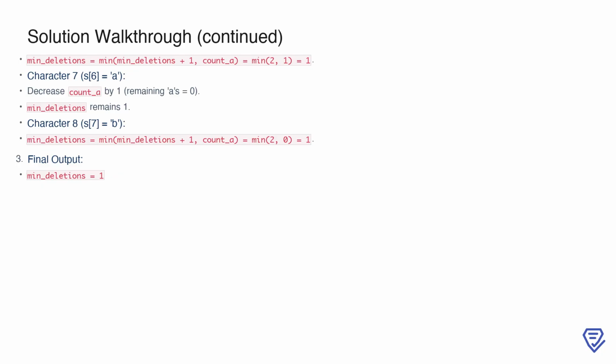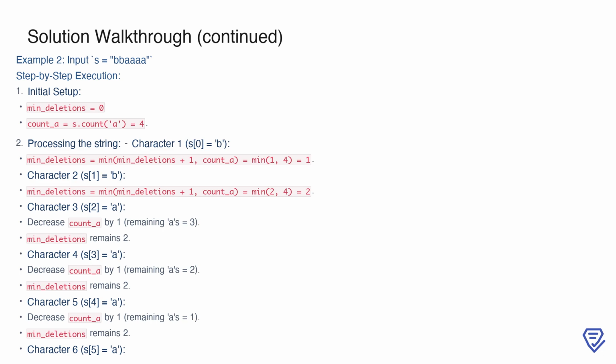Finally, the eighth character is a B. At this point, since count_A is already 0, we calculate min(min_deletions + 1, count_A) again, which confirms that min_deletions remains 1. With all characters processed, the final output for this example is min_deletions equals 1, meaning only one deletion is required to make the string balanced.